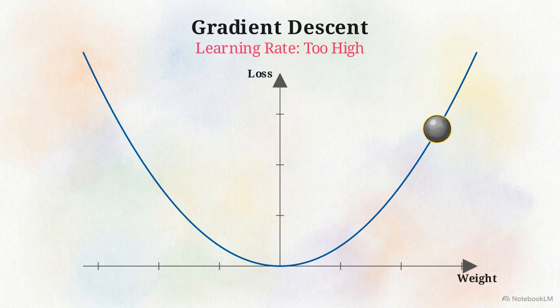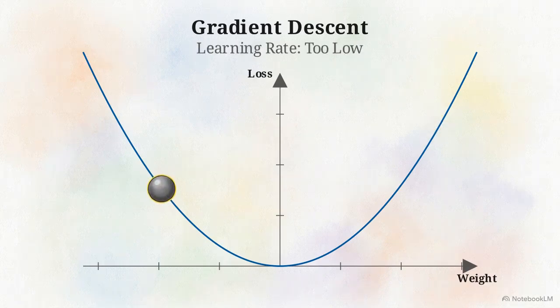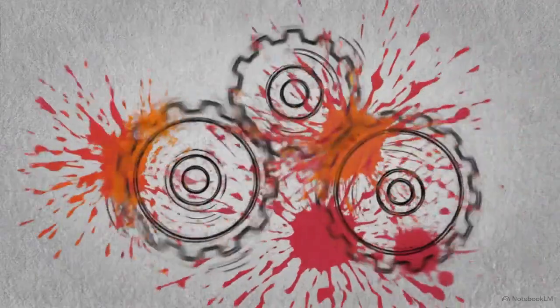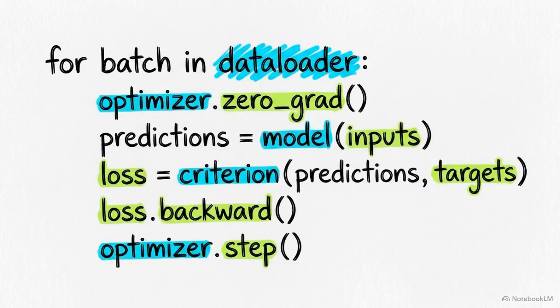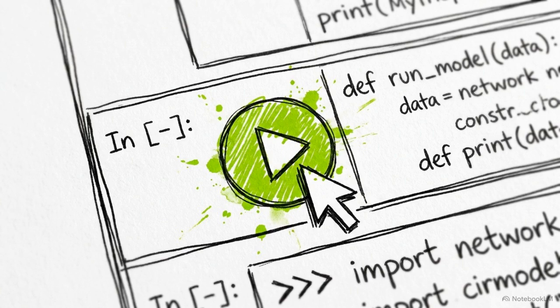Set too high, it overshoots, bouncing out of control. Set too low, steps become microscopic, stalling training. Without this 5th line, the network knows exactly what it did wrong, but it remains completely incapable of learning from it. We assemble these 5 lines in sequence, nesting them inside a standard loop to iterate over every batch in our data. We execute the cell, and the automated training process begins.